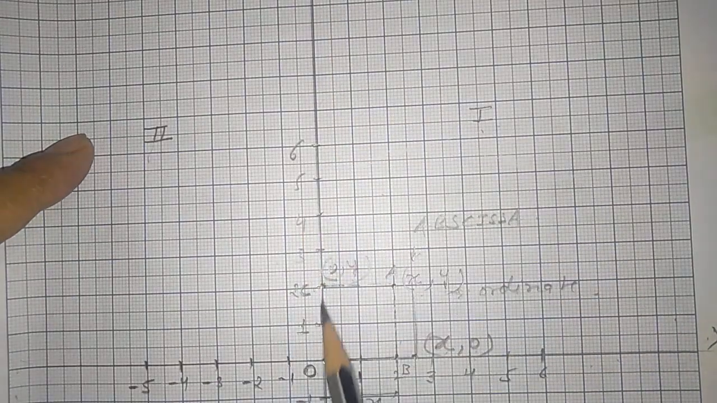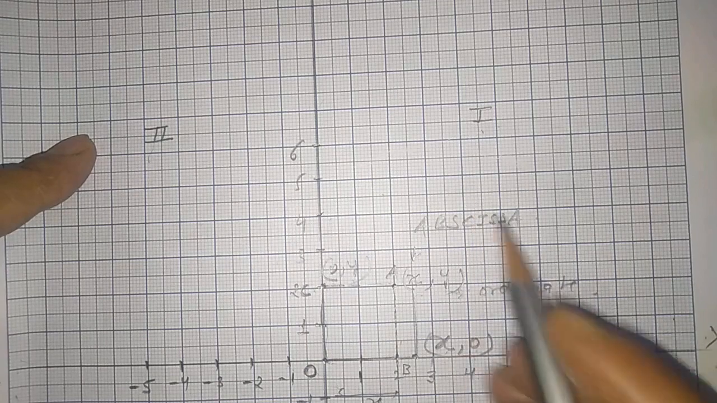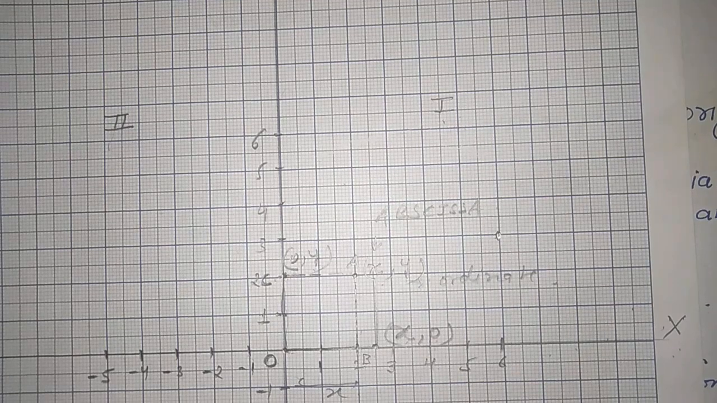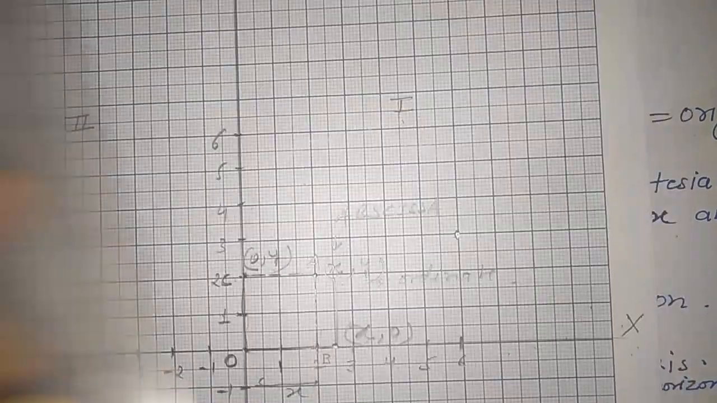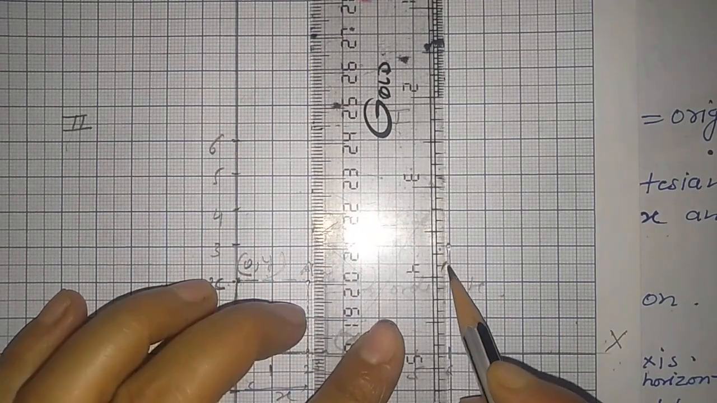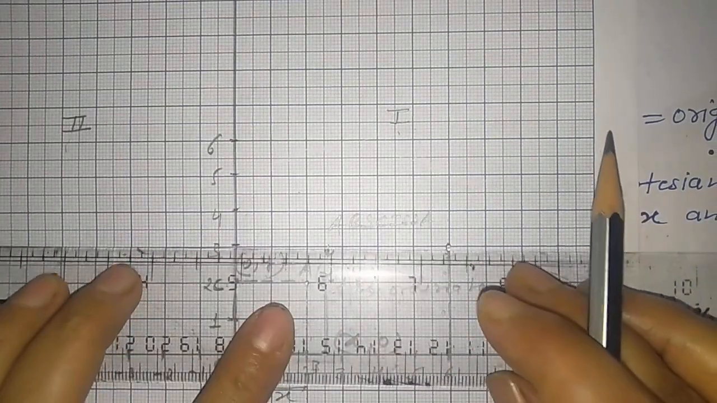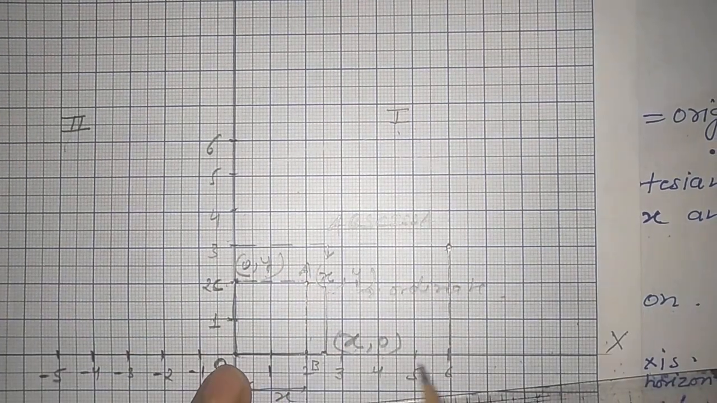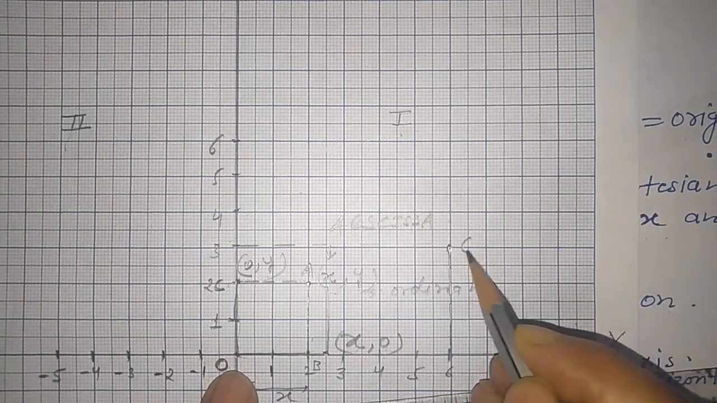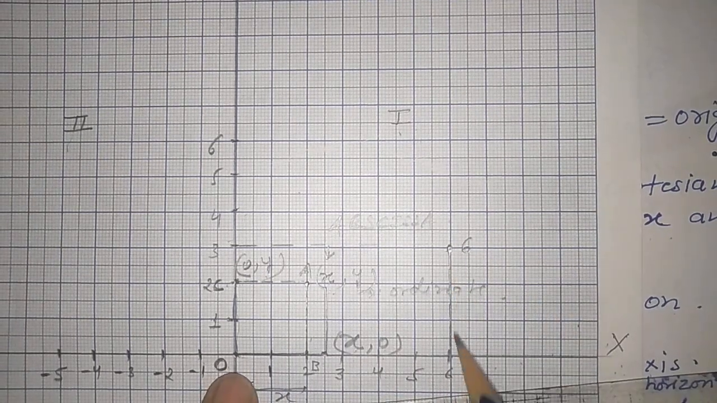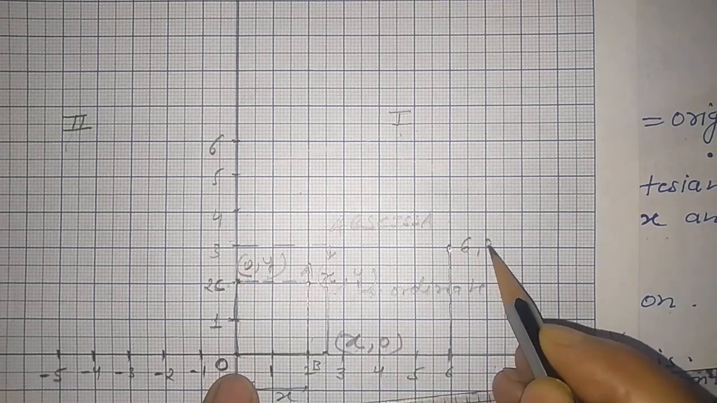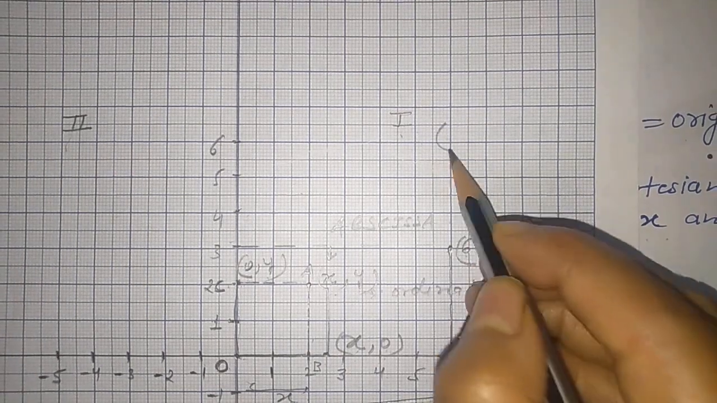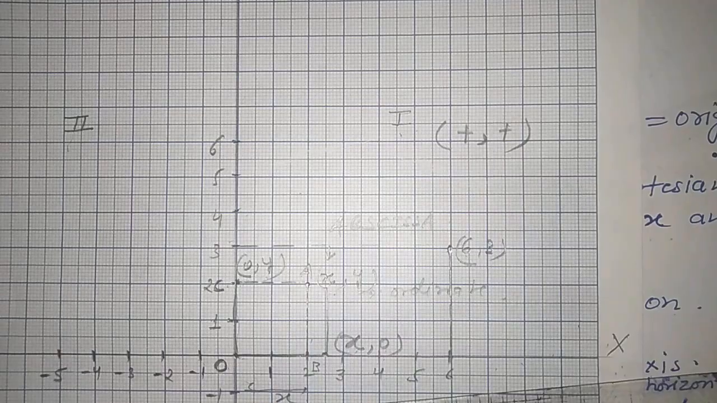So here in this quadrant, suppose we have this point. If we draw the perpendiculars, suppose this is one perpendicular and this is the other, this distance we are getting is 6, and this distance is 3. Both 6 and 3 are positive. So in the first quadrant, x and y both are positive.